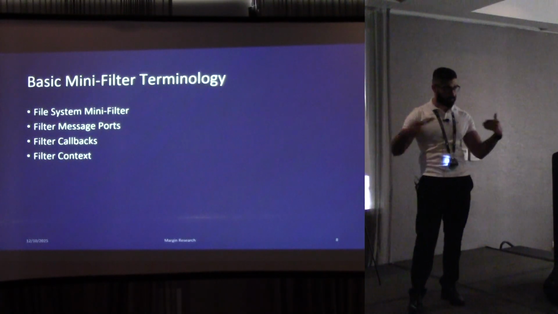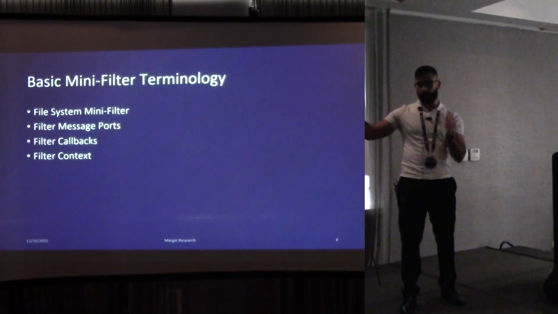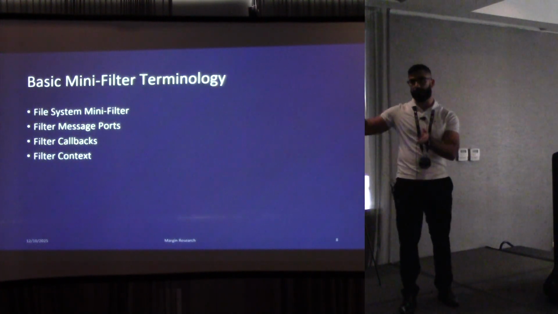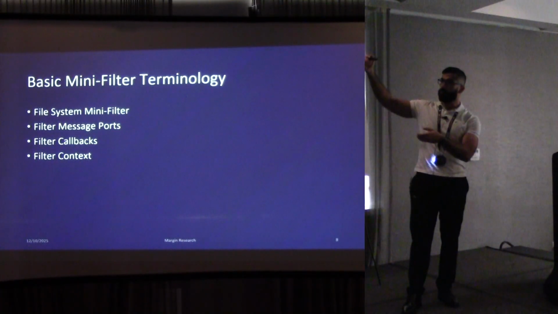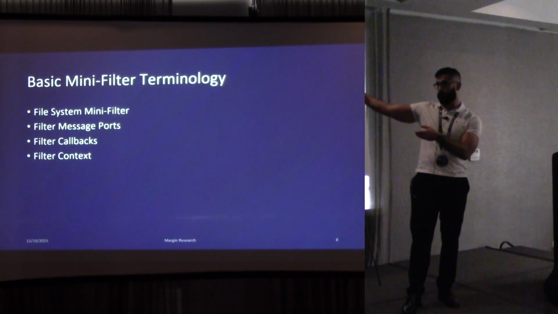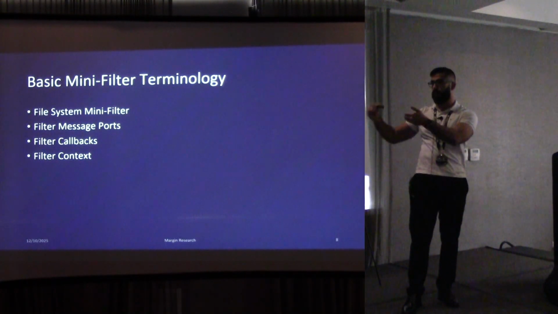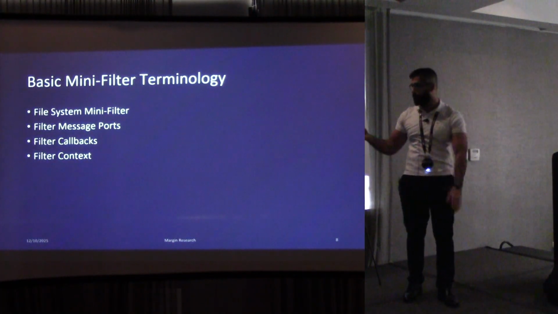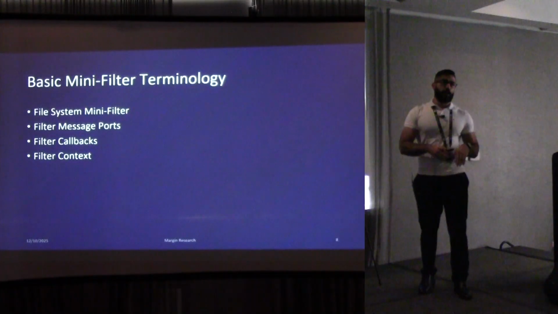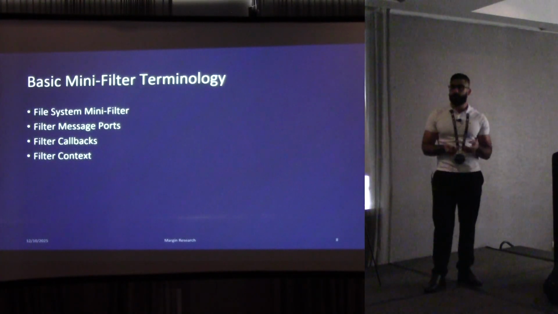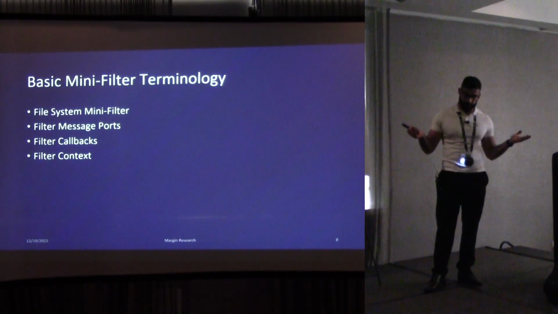So let's say you have a create file operation. With each callback, you have a pre and post. So in our example of create file, you can intercept before the creation operation, and then you can intercept after and do additional processing there. And finally, filter contexts. There's a handful of contexts that provide various information about various things.